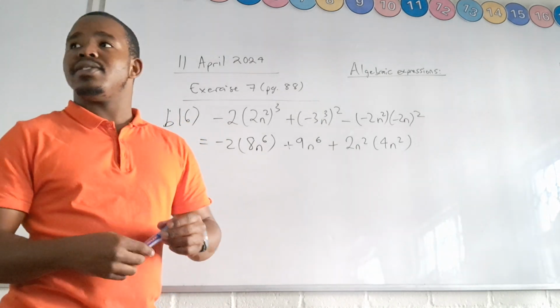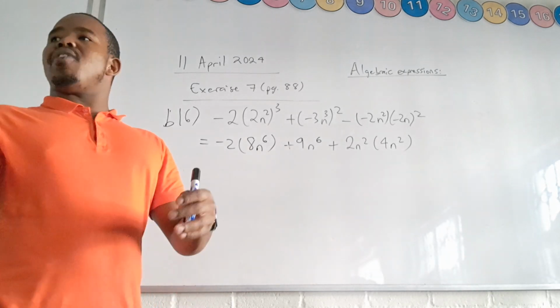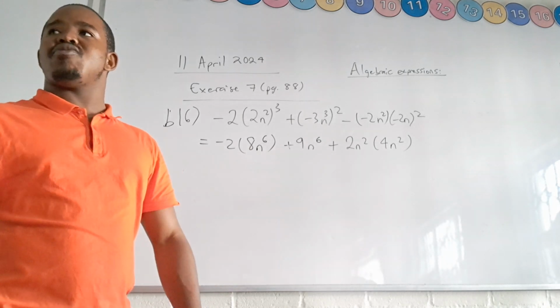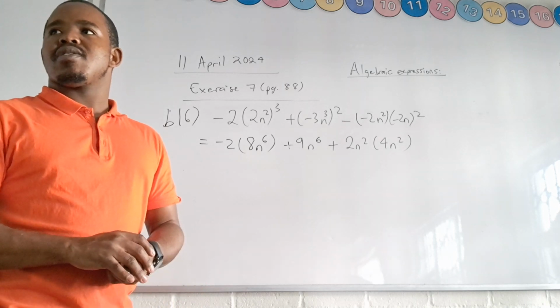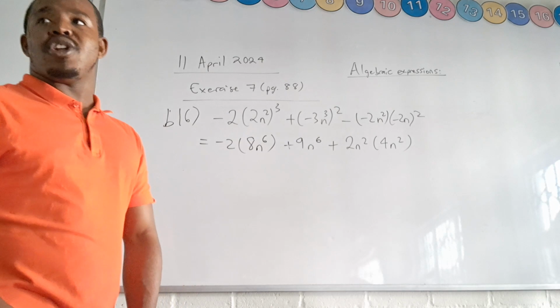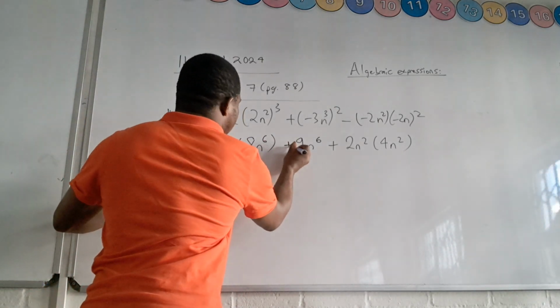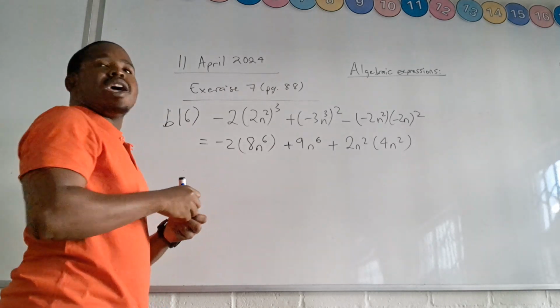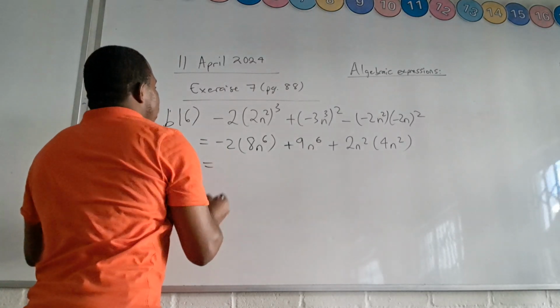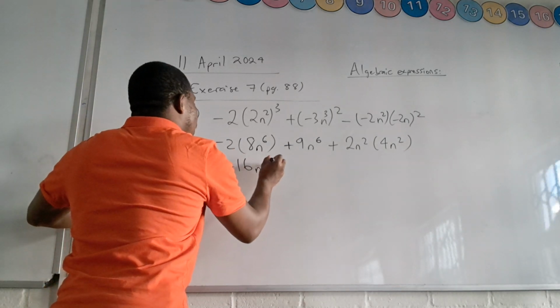Can we just ask AI to do that? No. In order for us to tell AI to do it, we need to know how to do it ourselves. Sometimes AI, unfortunately, does get things wrong. Believe it or not, AI gets a lot of things wrong. So if AI gets it wrong, how am I supposed to get it right? Negative 2 times 8 is negative 16 n to the power of 6.